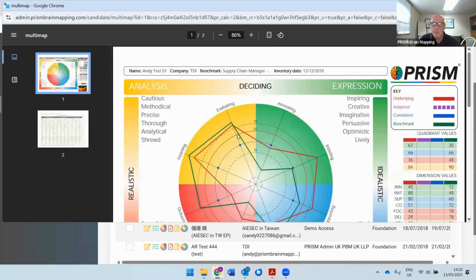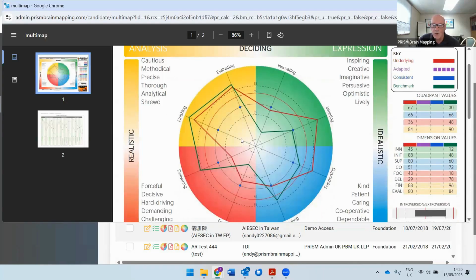So that's the particular role. Now, what we don't know at this stage is how this candidate is currently adapting. We know that the benchmark is asking for a high level of delivering. We know the candidate is currently naturally not exhibiting that behavior, but maybe they are flexing into that in their current role. So what we can do, we can close this one down.